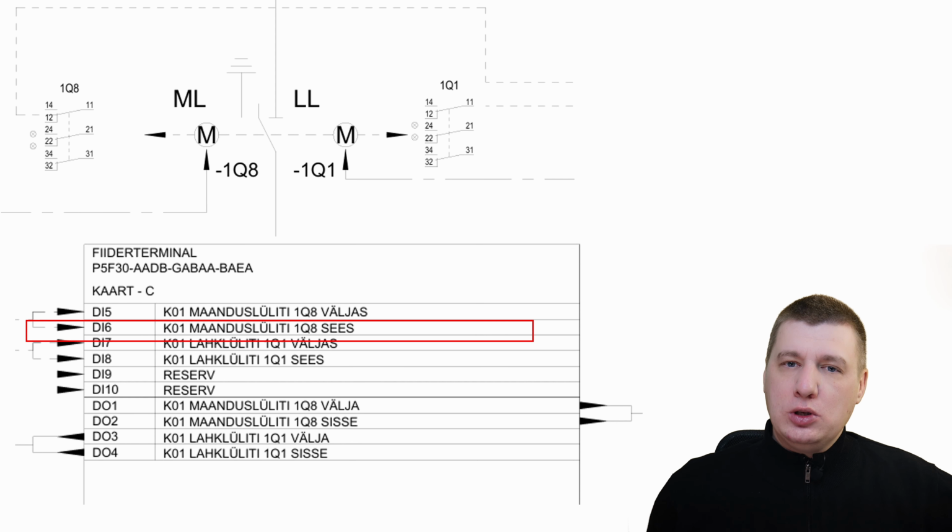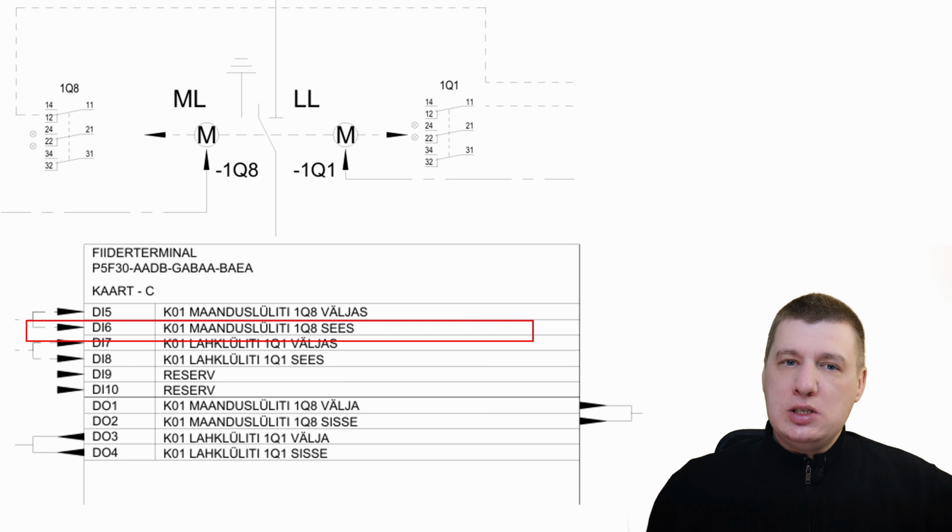K01 maanduslüiti 1Q8 väljas, we previously looked at the open status of the switch. Now we're looking at the opposite and most critical safety state. You might see the signal K01 maanduslüiti sees on your control interface. This translates to bay 01 earthing switch 1Q8 is closed, or on. Let's dive into the hardware and logic that makes this happen.